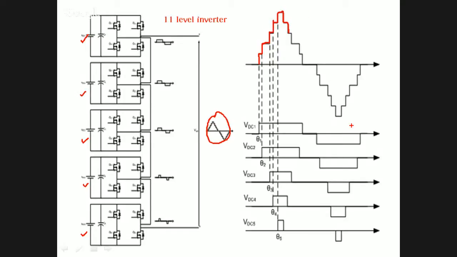Our main problem when you convert DC to AC is that harmonics are introduced, because you can see the output is not a pure sine wave. You should get a sine wave like this, but the one we got is not a pure sine wave, so it has a number of harmonics in it. These harmonics we have to eliminate. That is our main problem.